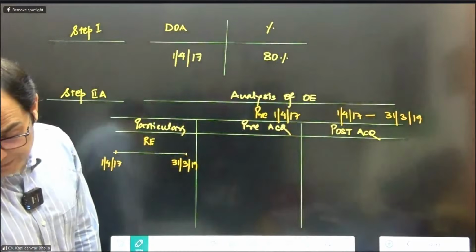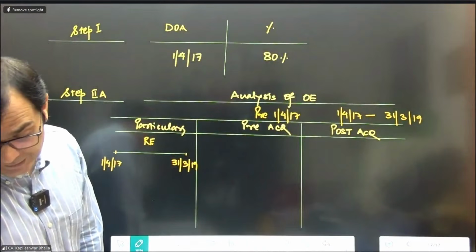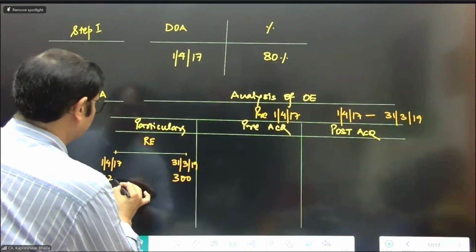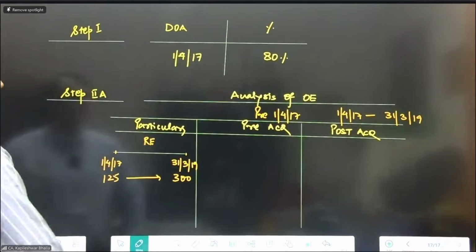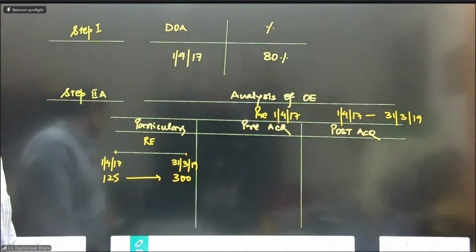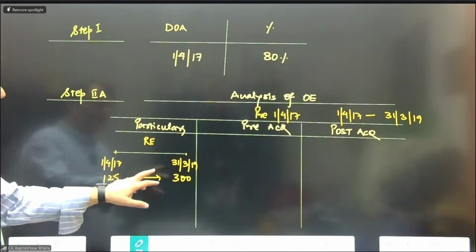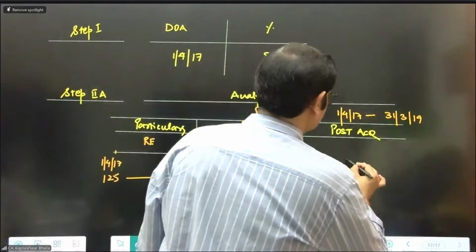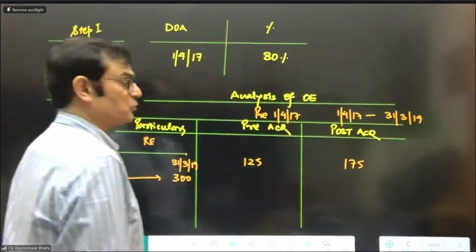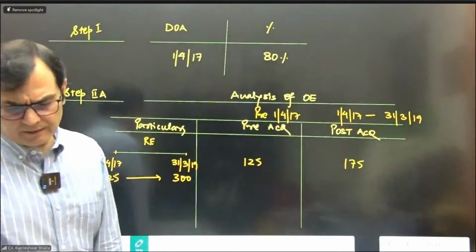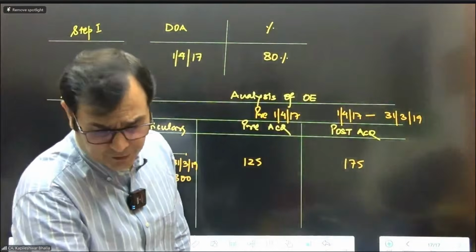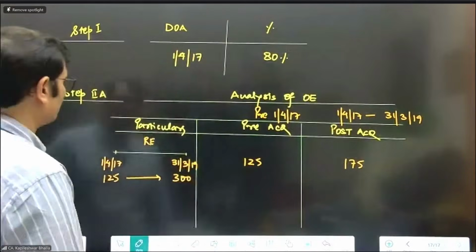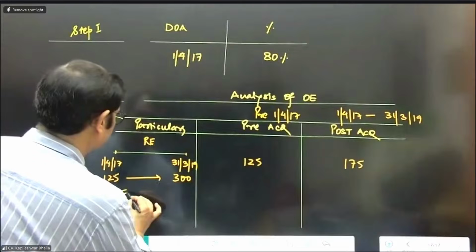Okay, so coming back to the inputs, RE on the balance sheet is 300 and on the date of acquisition is 125. So we can easily get the data that this is pre and the increase is post. So 125 is pre and 175 is post. That's it. Nothing else is there in the balance sheet as far as the other equity is concerned. Now the only information required is the fair value adjustments.